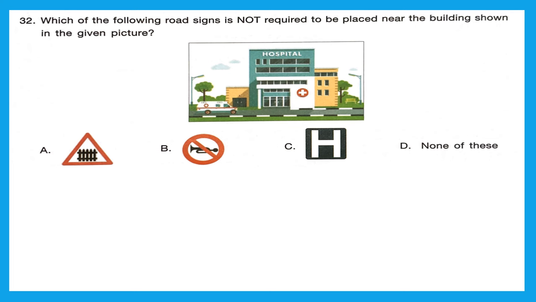So obviously near a hospital we would want to avoid any noise. So option B is required. Option C is the hospital sign itself, so that is also required. So if B and C are required, then option D cannot be true because it says none of these. And option A is the railway track sign. So that is something which is not required to be placed near the hospital. Option A is the right answer.